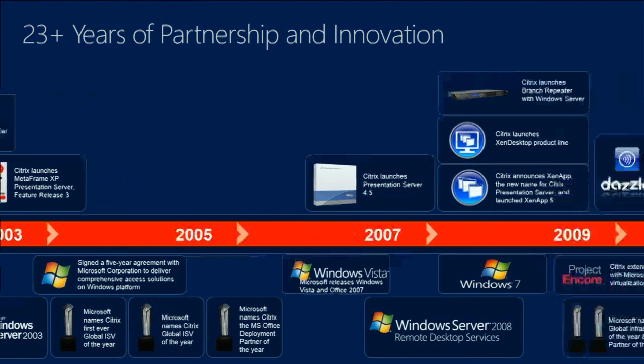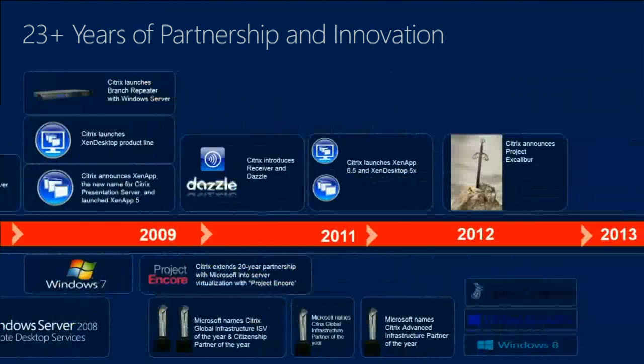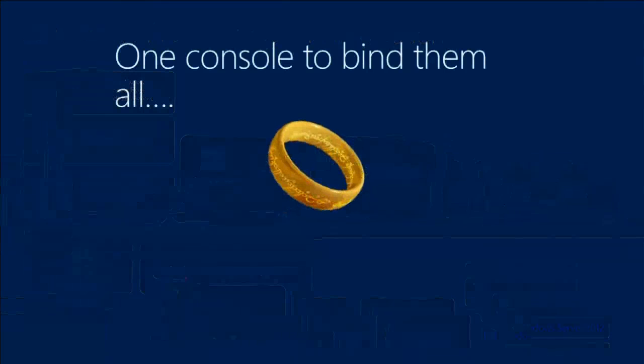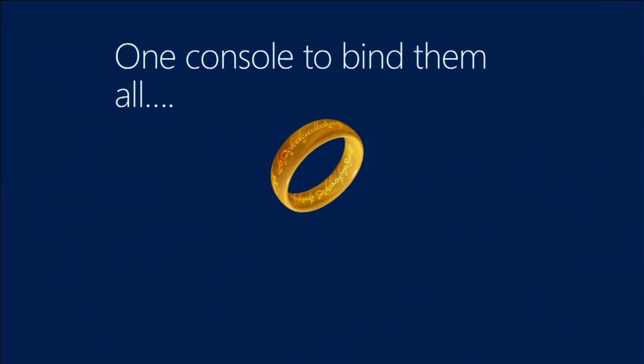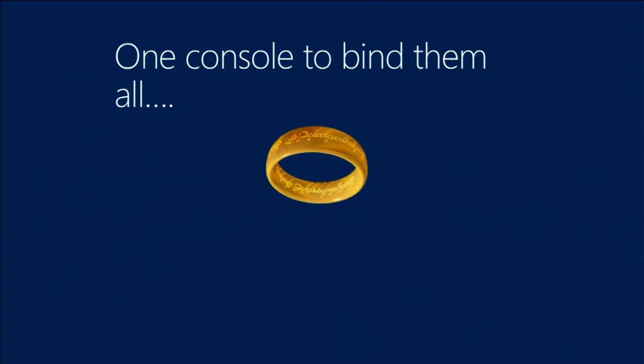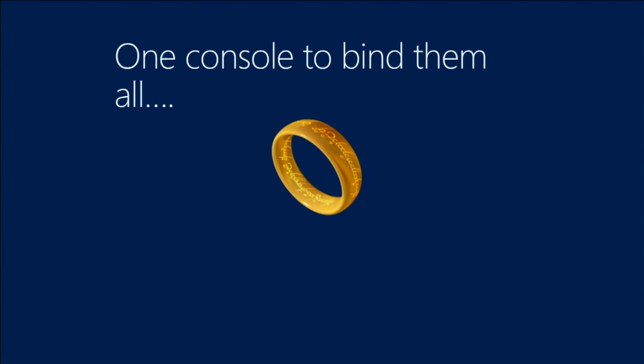So if we keep going through this slide, you'll see we go up to the point where we are now in 2013. All the way up until last October at Synergy Barcelona, we announced the release of Project Excalibur, which was a big thing for us. And Project Excalibur is now known today as XenDesktop 7. But with all that information and all that knowledge, our goal for XenDesktop 7 really was to have one console. One way for us to figure out how to get desktops and apps into one common user interface.